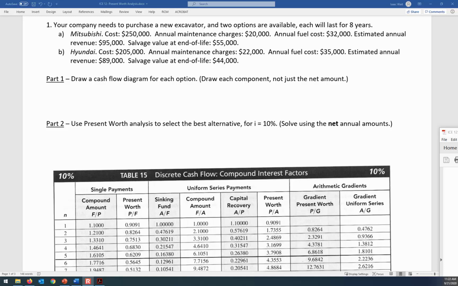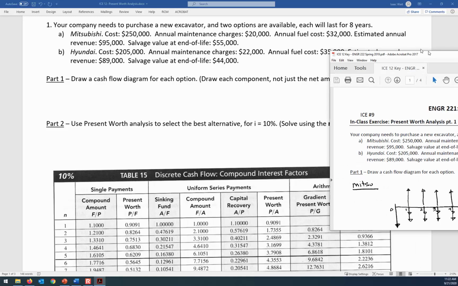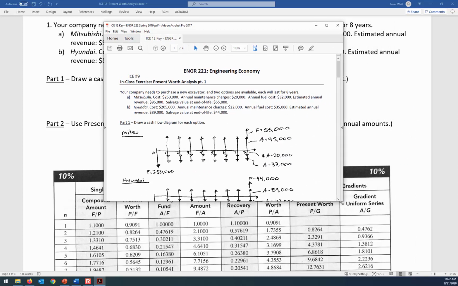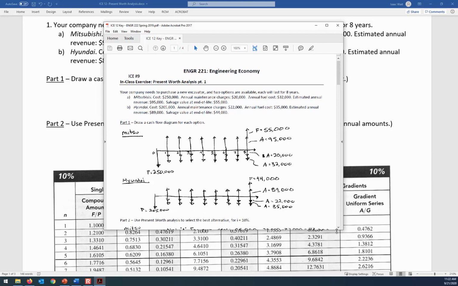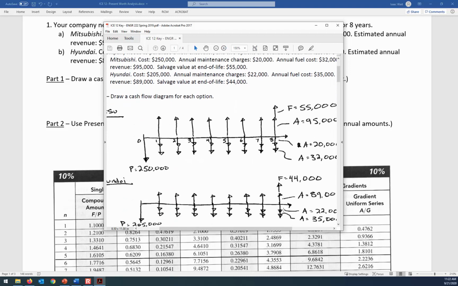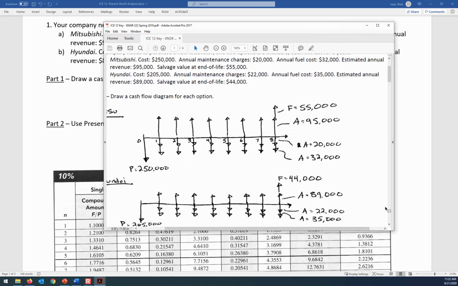All right. Well, at the very least, you should have the cash flow diagram sketched by now. So let me bring that up on the screen. To compare these two options, we've got the Mitsubishi and the Hyundai. The Mitsubishi has an initial upfront cost of $250,000. Each year we have a revenue of $95,000, so that's an annual series in the amount of $95,000.